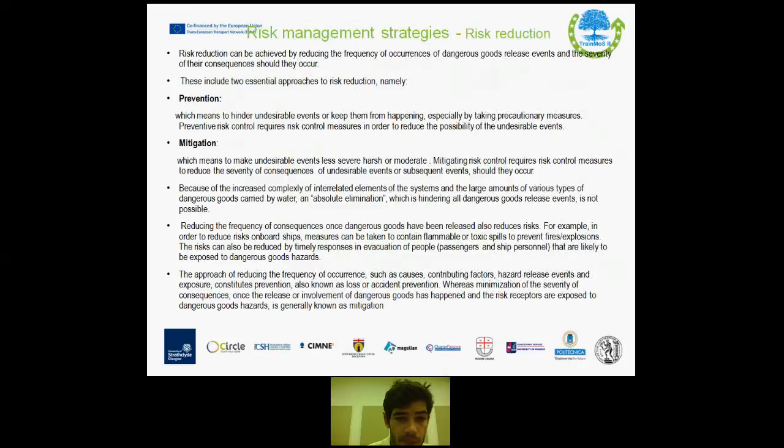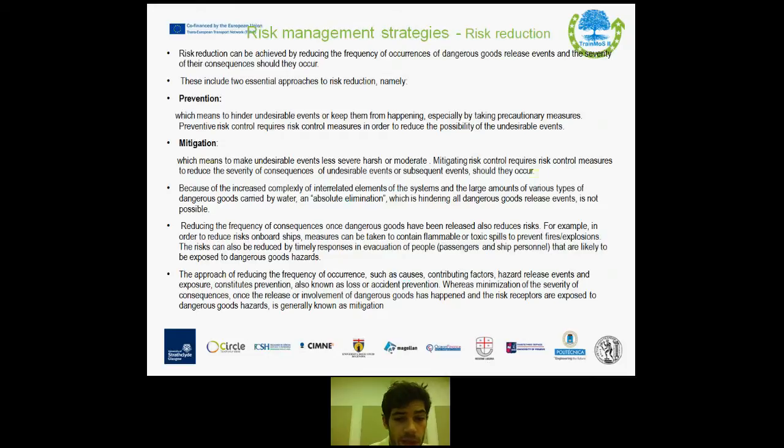Risk reduction can be achieved by reducing the frequency of occurrences of dangerous goods release events and the severity of their consequences should they occur. These include two essential approaches to risk reduction, namely, firstly, prevention, and secondly, mitigation. Prevention means to hinder undesirable events or keep them from happening, especially by taking precautionary measures.